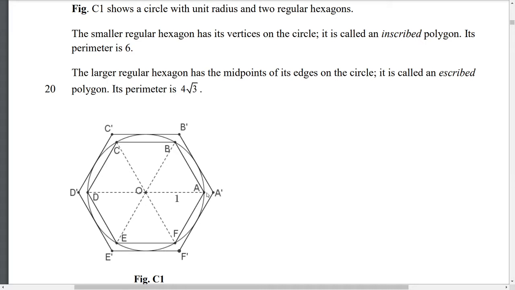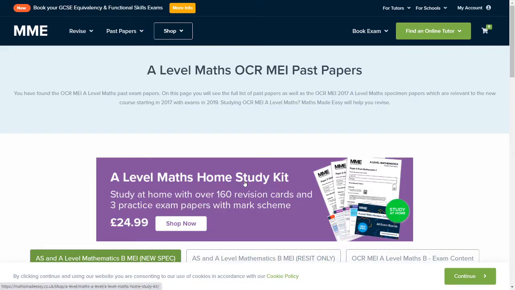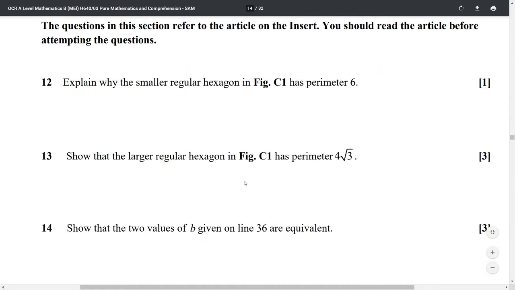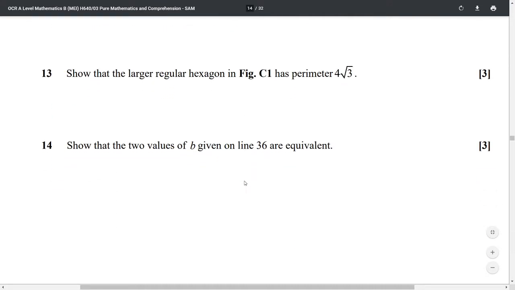So O to A is a radius of the circle. It's also the midpoint of A to D, and so that would be 1. Why do you have to say that it's the midpoint? I suppose I don't actually. O to B is also 1. Or maybe you don't need to say that. It's an equilateral triangle, and so if O to A is 1, then A to B must also be 1. Something like that. There we go.